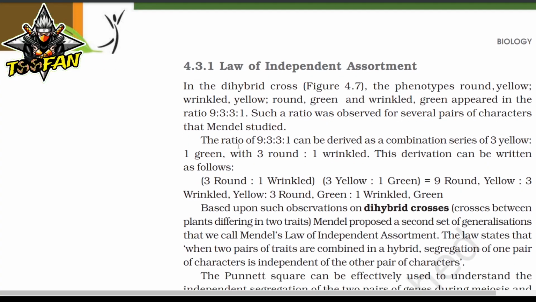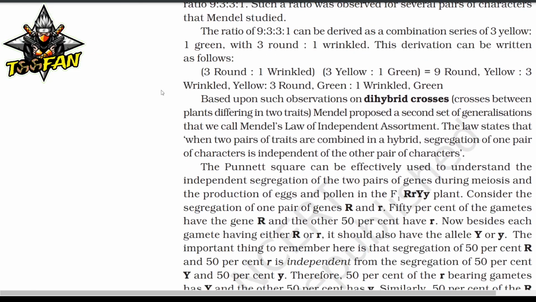Based upon such observation on dihybrid cross, Mendel proposed a second set of generalization that we call Mendel's law of independent assortment. The law states that when two pairs of traits are combined in a hybrid, segregation of one pair of characters is independent of the other pair of characters. The Punnett square can be effectively used to understand the independent segregation of two pairs of genes during meiosis and the production of eggs and pollen in the F1 plant.